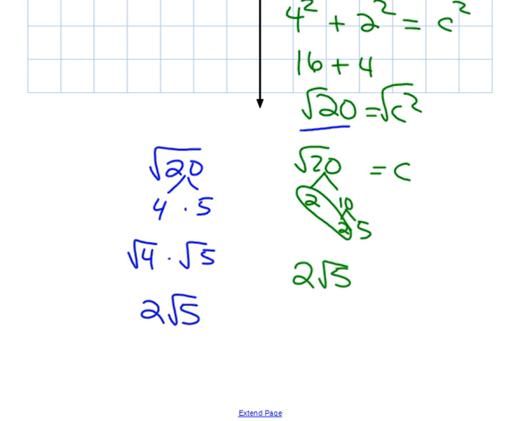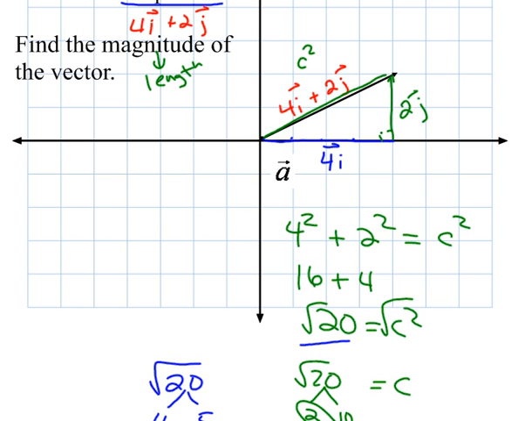But it's just like a fraction. You would never leave 2 fourths. You'd always write 1/2. That's the same thing with the square root of 20. We don't want to leave it the square root of 20. We want to break it down to 2 root 5. And all that means is the length of the vector here is 2 root 5.